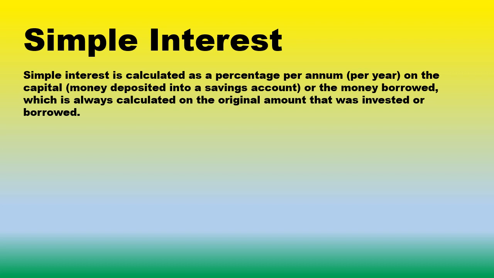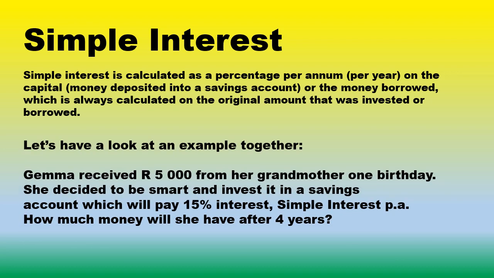This is different to compound interest. With compound interest, they add the interest to the amount every year, and then they calculate the interest on that again. With simple interest, it is simple. The percentage is always calculated on the original amount. Let's have a look at an example.